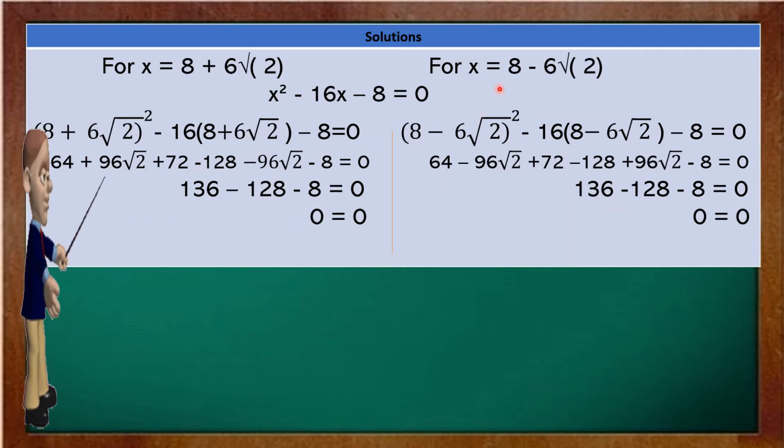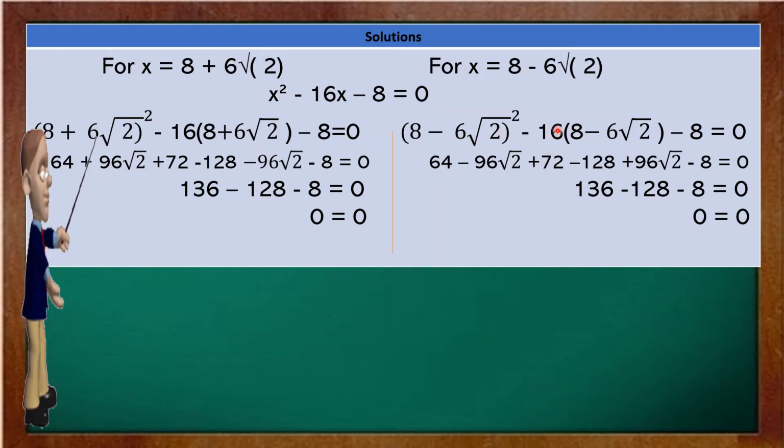Okay, the next one. Let us substitute the negative 1. 8 minus 6 square root of 2, quantity squared for the x squared, minus 16 times 8 minus 6 square root of 2 for the 16x, then minus 8 equals 0. So this is also a product of binomial. So again, 8 times 8 is 64. Minus 96 square root of 2 comes from 8 times 6 times 2 is 96 square root of 2. Then 72 comes from 6 times 6 times 2 is 72.